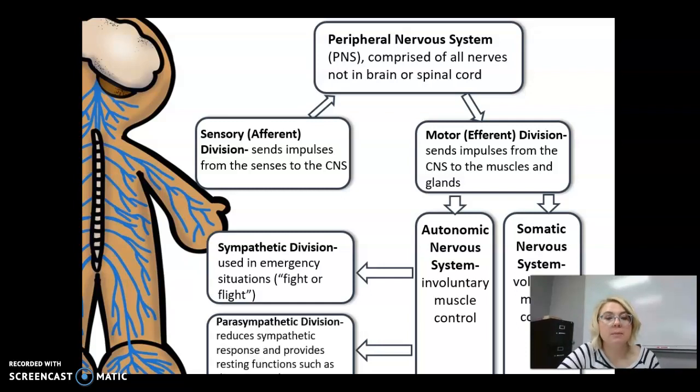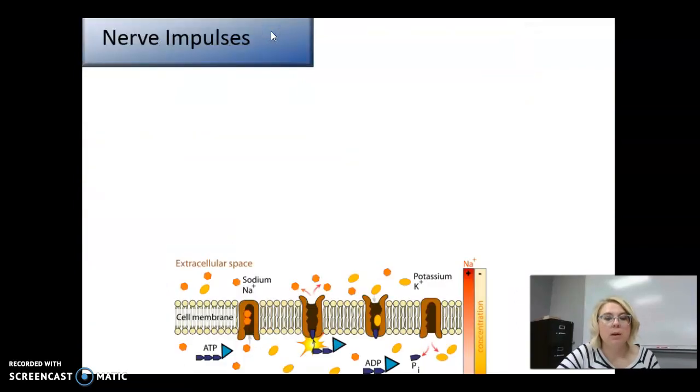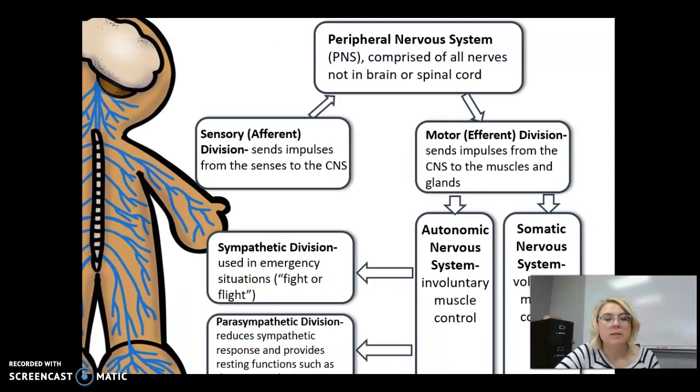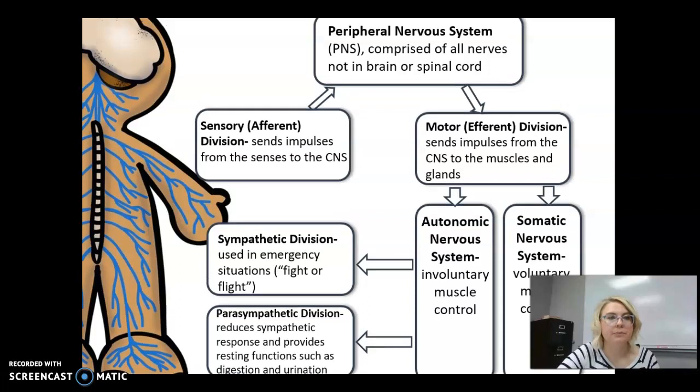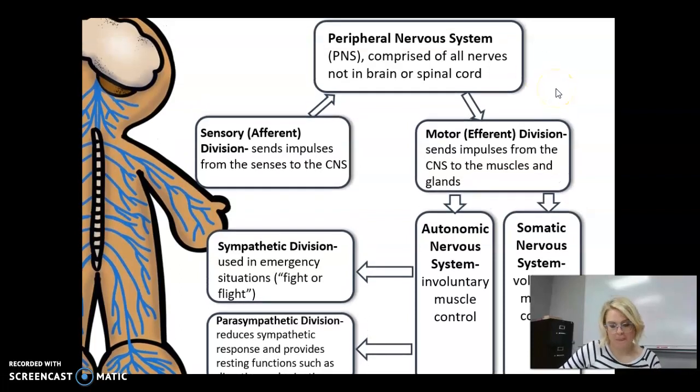Then you have the parasympathetic division. This part reduces sympathetic response and provides resting function such as digestion and urination. So I'll move that down so you can see it. Reduces sympathetic response and provides resting function such as digestion and urination. So those are also going to be involuntary at times. Okay? So you should have all of those written in your doodle notes exactly in the boxes.